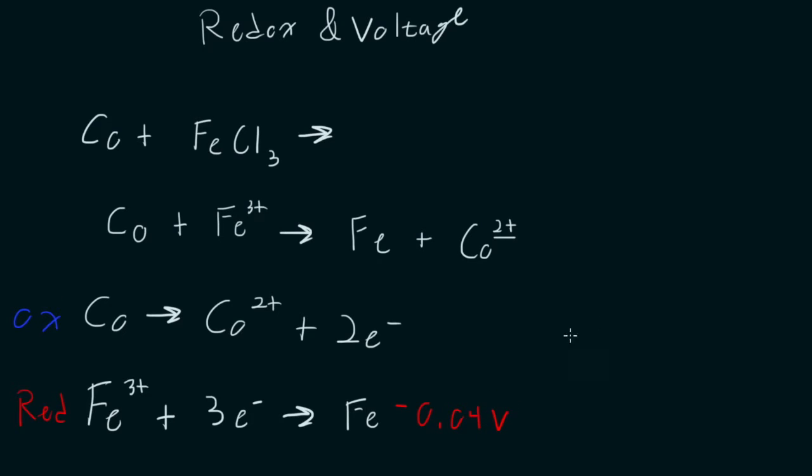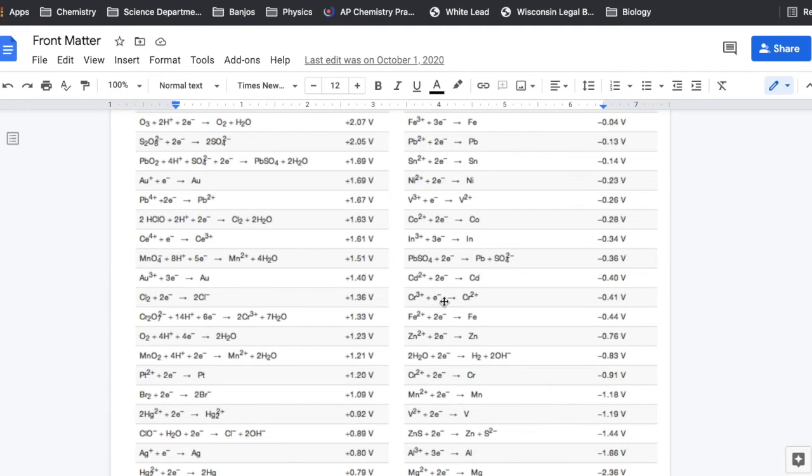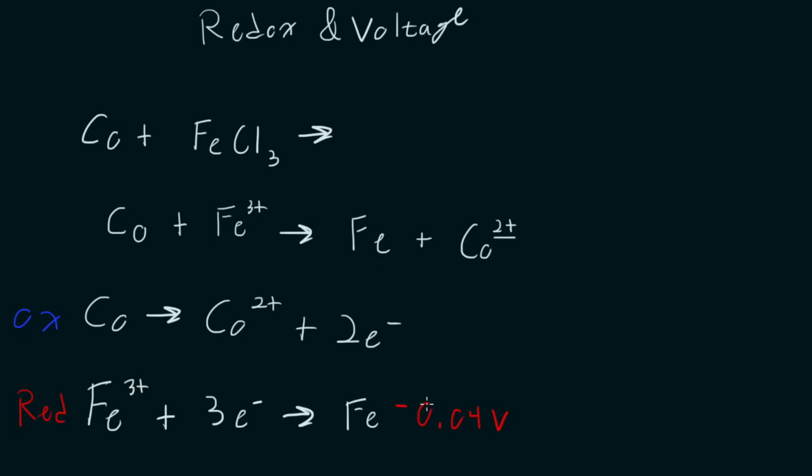All right, and then what about my cobalt? Remember, this is going to be oxidized, so it's going to be the reverse of whatever we find. Cobalt here, there it is, cobalt 2+, negative 0.28 volts. This is going to be negative 0.28 volts, but because it's the oxidation, that sign flips. So the reduction of cobalt would be negative 0.28. The oxidation of cobalt must be positive 0.28.